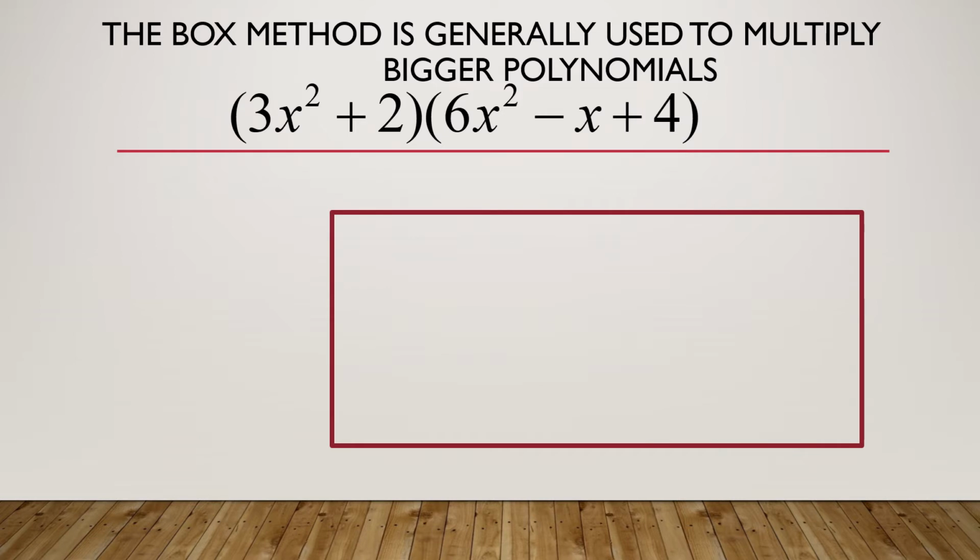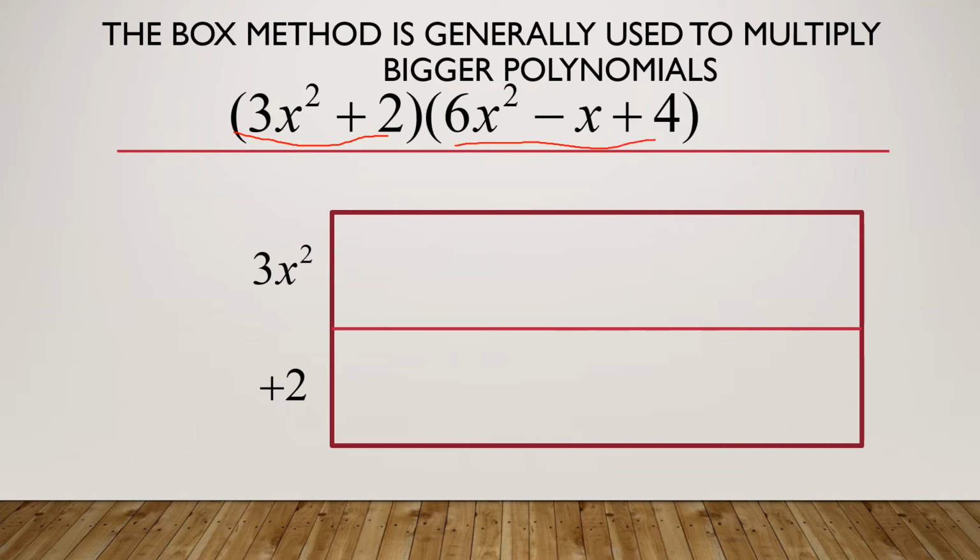So you're going to make a box. Your first parentheses here has two terms. So this is a binomial right here. So you're going to take your box and you're going to cut it into two. And you're going to put the 3x squared and the 2 on the left. And then now here I have a trinomial. So I'm going to take the box, I'm going to make 3 columns. And I'm going to put the 6x squared at the top, the negative x, and the 4.